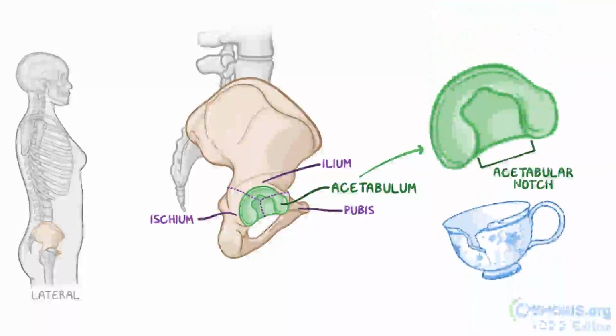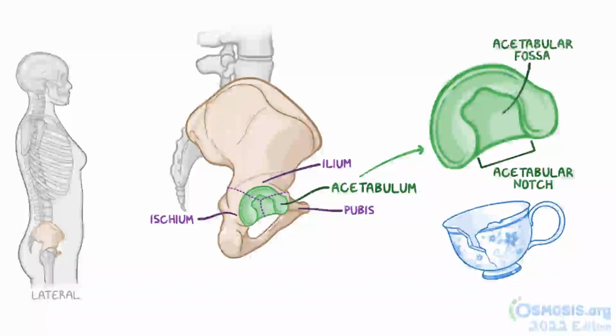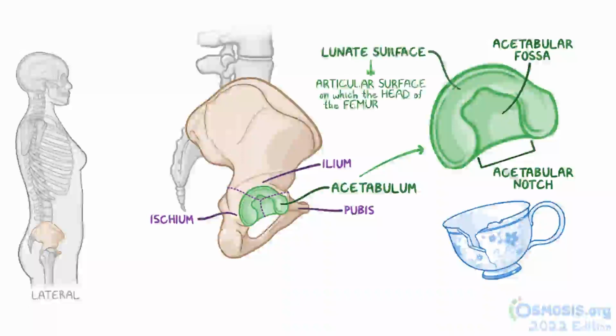There's also a rough depression in the floor of the acetabulum, the acetabular fossa, right above the acetabular notch. These two structures, the acetabular notch and depression, are surrounded by the thick and smooth lunate surface of the acetabulum, the articular surface on which the head of the femur slides.